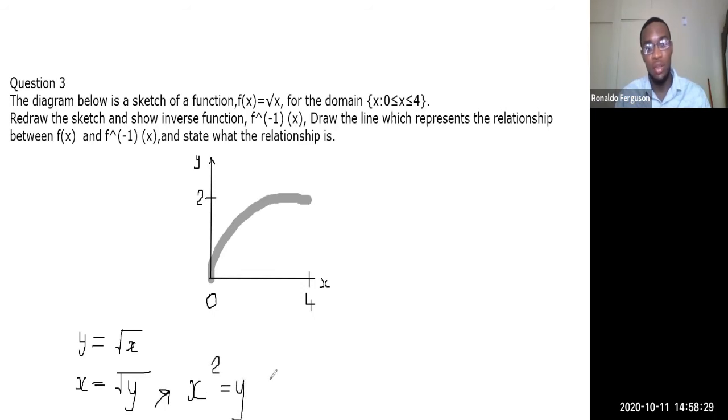Now this new y that we get is f inverse of x. And so f inverse of x is equal to x squared. F inverse of x is x squared. And so all we need to do is construct the graph of x squared, and that's going to be the inverse function.